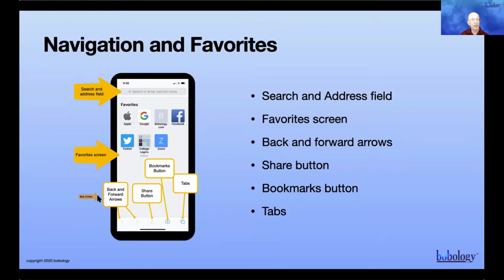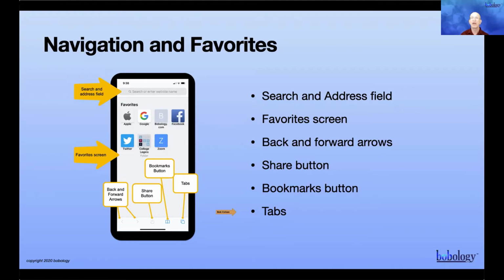There are some arrows at the bottom here, so let's take a look. If you want to go back or forward in a web page, there are back and forward arrows. There's a button for sharing, and we'll go through that and show you what that means. There's a bookmarks button, and there's a tabs button. So these buttons are at the bottom. Now they will disappear sometimes when you navigate through a web page, but if you swipe up or down, typically they'll reappear. So again, the search and address field, the favorite screen, the back and forward arrows, the share button, the bookmarks button, and the tabs button.